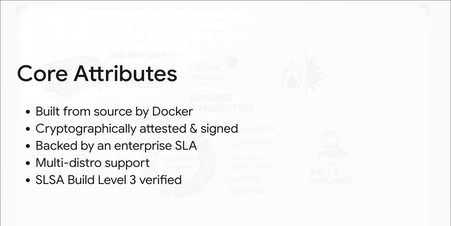Now the details on this slide, this is where it gets really interesting. These are not just scanned packages. Nope. They are built directly from source by Docker. They're cryptographically signed to prove they haven't been messed with. They're verified through a SLSA Level 3 build pipeline, which, by the way, is a very high bar for supply chain security. And you get multi-distro support, so you don't even have to change your workflow.